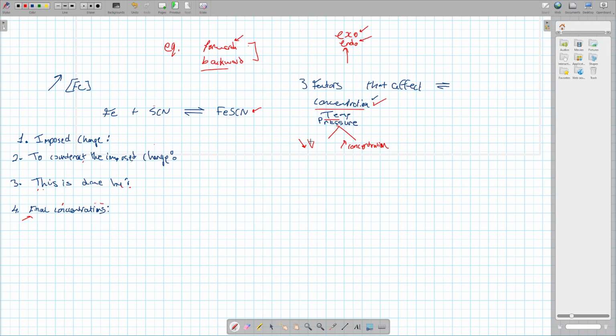Okay, because you guys know if you decrease the volume of a container, like let's say this big balloon and this small balloon, which one has more pressure? This one, because it's a smaller space, so there's going to be more pressure.